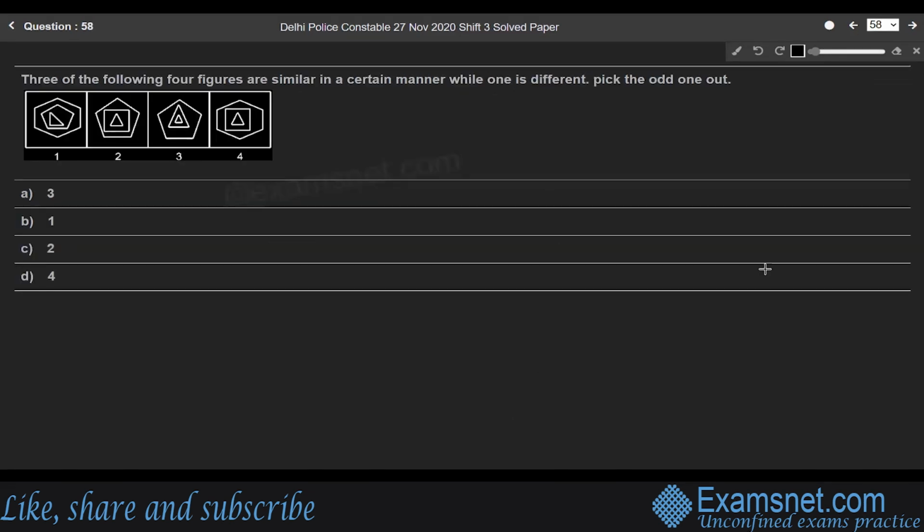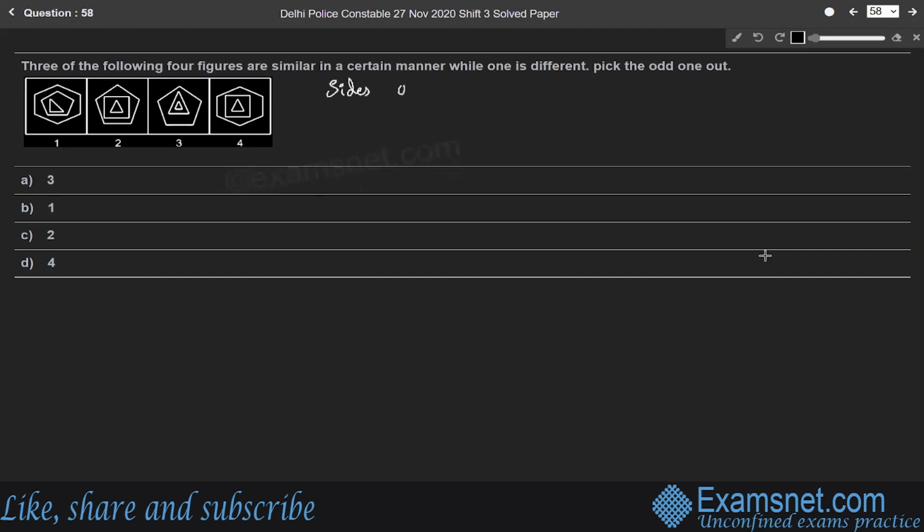Question 58. Three of the following four figures are similar in a certain manner, while one is different. Pick the odd one out. So here figure 1, 2, 3, 4. In that, the figure 1, in which the sides of polygons are in figure 1. So it is a triangle which has 3 sides, and next is a pentagon which has 5 sides, and next is a hexagon which has 6 sides.